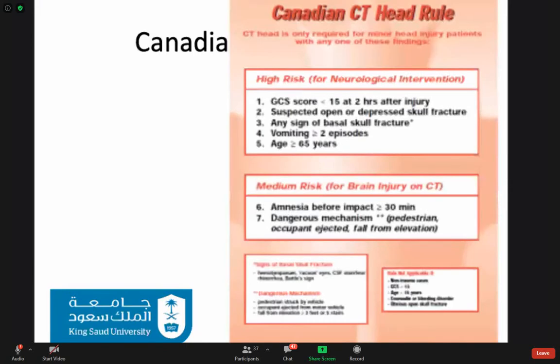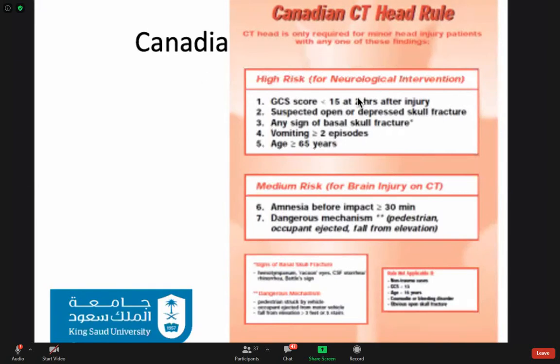Canadian CT head rule, I'm not going to go over the details. You must know them, and I cannot stress this enough. You must know the CT head rule. It explains that CT head is only required for minor head injury patients with any one of these findings.